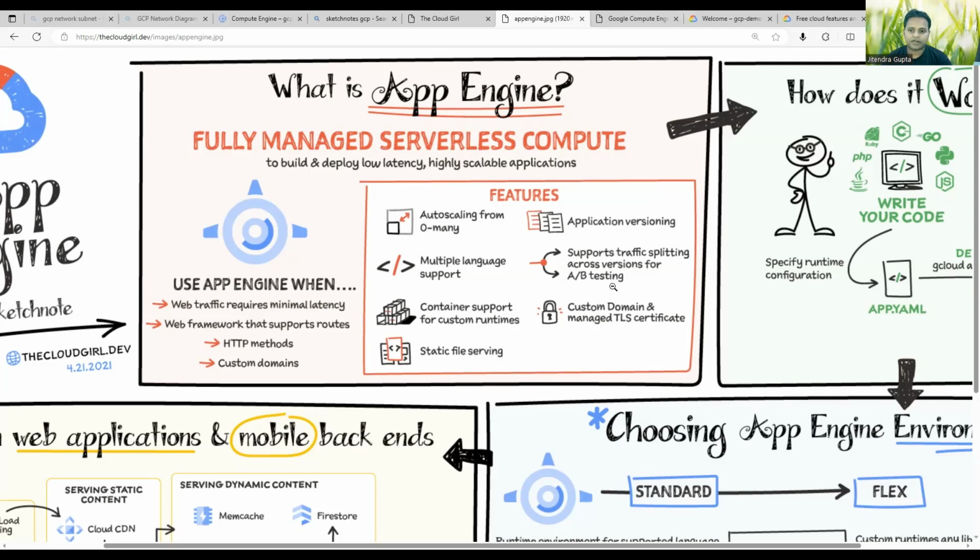So A/B testing is like you have two different versions. It's always confusing. There is another term also, blue green testing as well. Yes, that I know. Blue green testing is there. What is that?